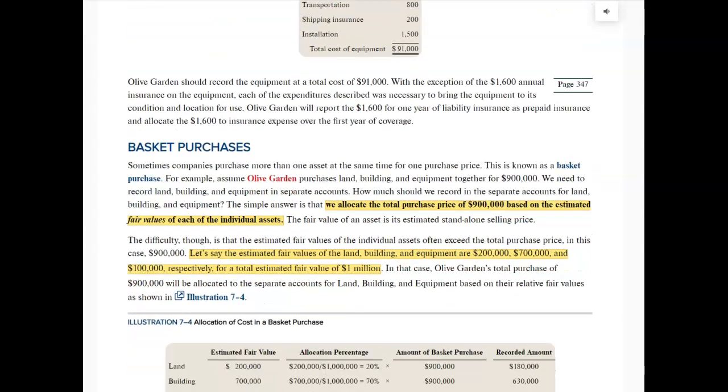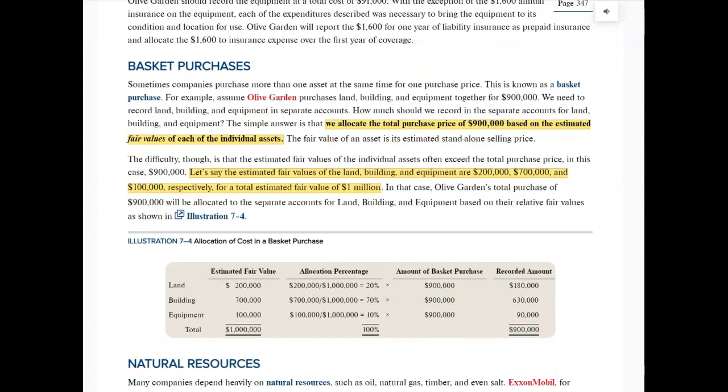Now on a basket purchase, this is when you pay one price, but you're buying several assets. So you might buy land and building and equipment and agree upon one price and write one check. So you're buying three different assets: land, building, and equipment. But we have to divide the overall cost. So if we paid $900,000 right up here for these three assets, we have to divide up $900,000 among the three assets.